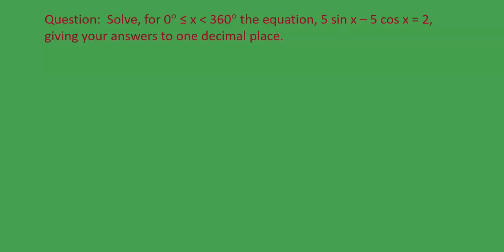Today we will be solving a past paper question from the A-Level Pure Mathematics past paper, June 2018. The question says: solve for x ranging between 0 degrees and 360 degrees, and 0 degrees is included, the equation 5 sin x minus 5 cos x equals 2, giving your answers to one decimal place.